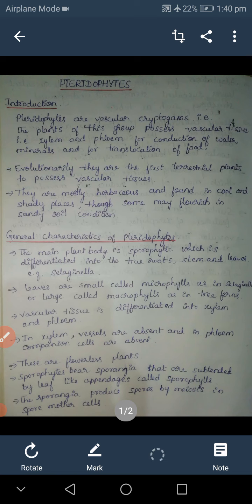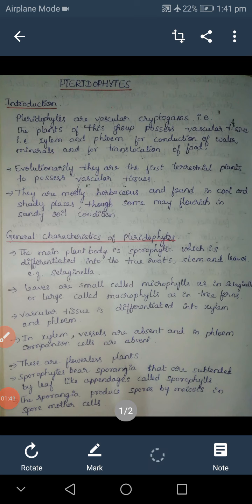Next, general characteristics of pteridophytes. The main plant body is sporophytic, which is differentiated into the true roots, stem and leaves. Example, Selaginella. Leaves are small, called as microphylls. Example, Selaginella. And leaves are large, called as macrophylls, as in tree ferns.